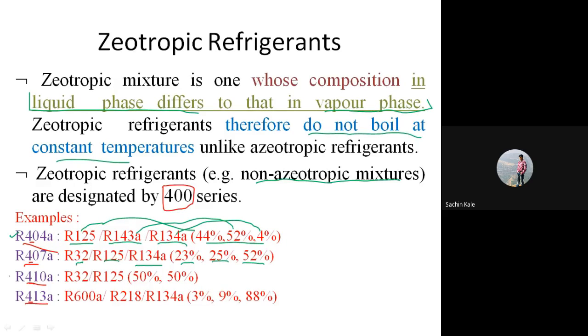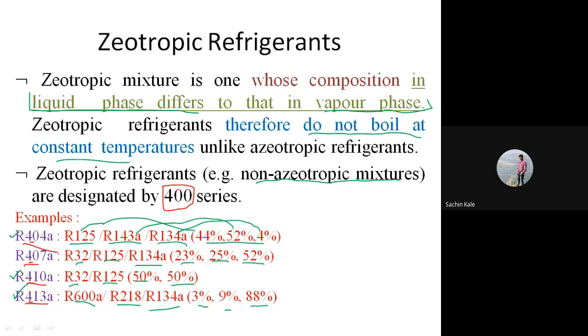Whereas R410A indicates 50% of R32 and the remaining 50% is R125. Then R413A indicates 3% of R600A, 9% of R218, and the remaining 88% is R134A. So those are called zeotropic refrigerants.